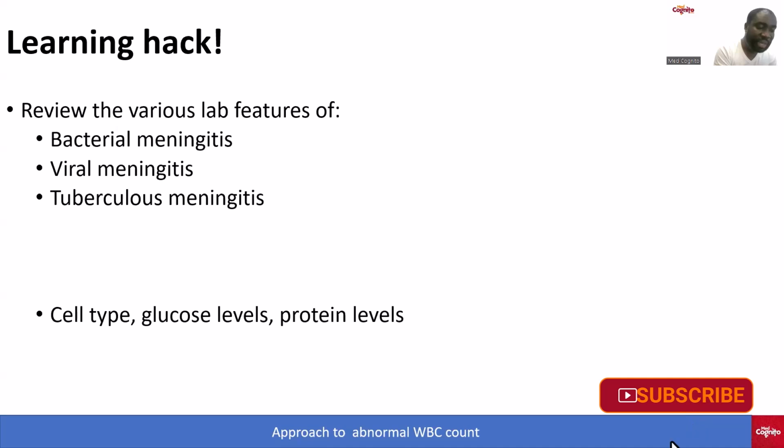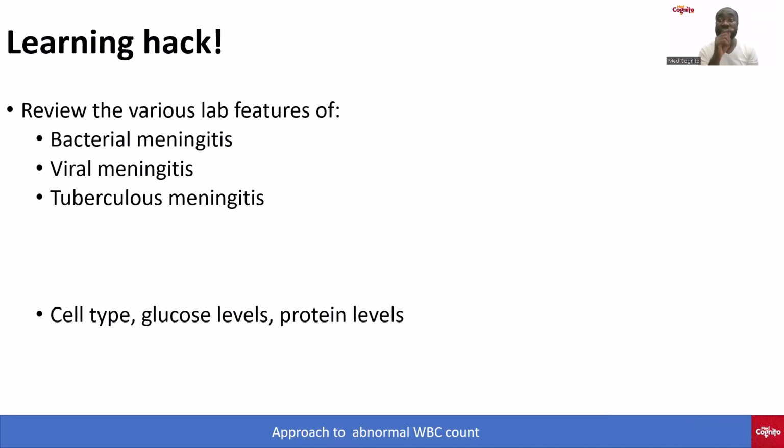Please, doctors, I want to see that assignment tonight before you sleep. All right? What I want you to do is to differentiate the cell type, the glucose levels, and the protein levels. In which of them do the protein levels go high? In which of them are the protein levels normal? In which of them do glucose levels change? I want to know. Just let me know what you learn so far as this is concerned.